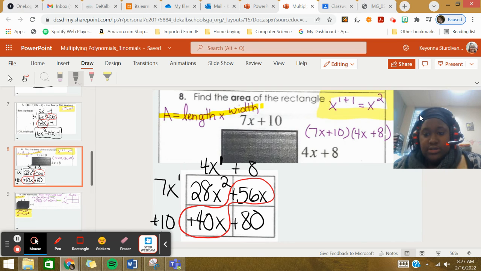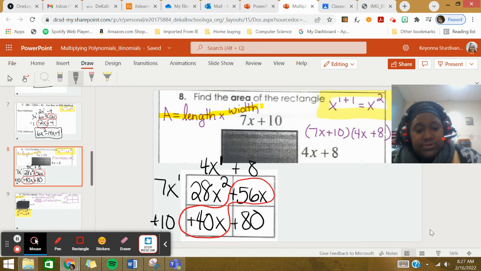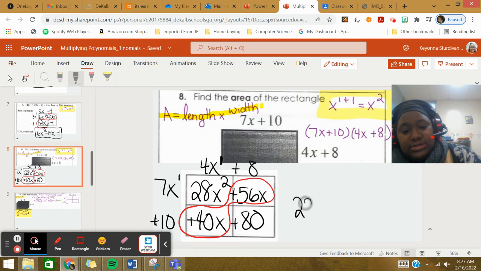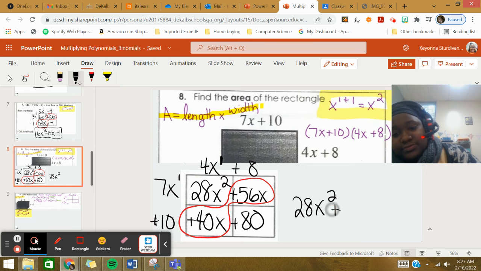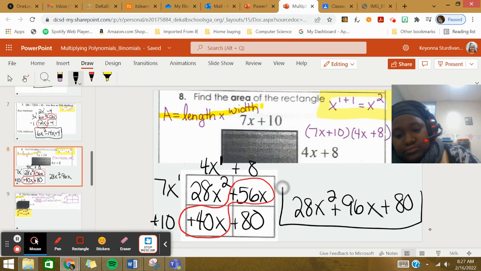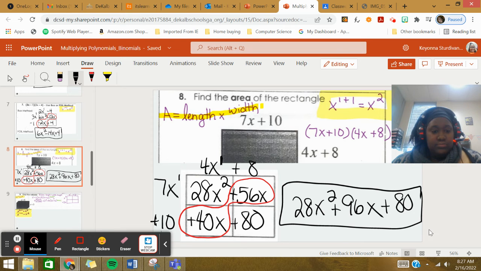So after I combine my like terms, my final answer is going to be 28x squared. Then I need to add 40 plus 56, which will give me 96x, and then plus 80. Pause the video at this time to copy down this example.